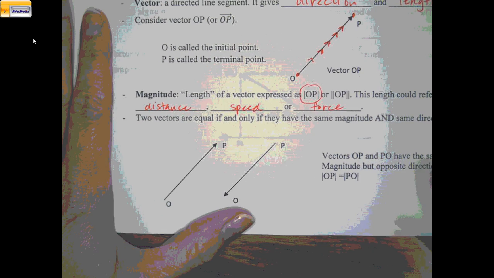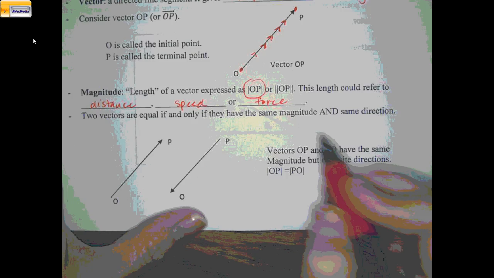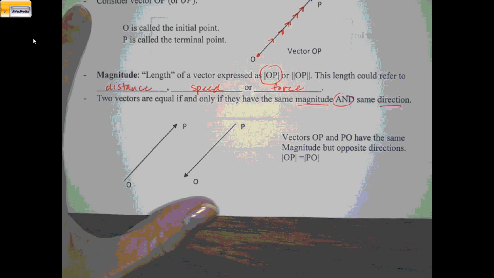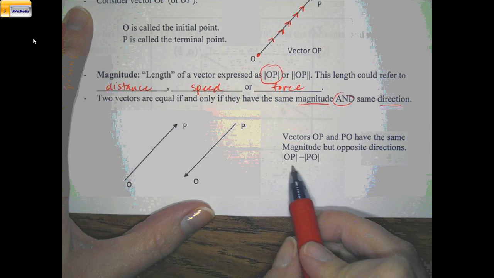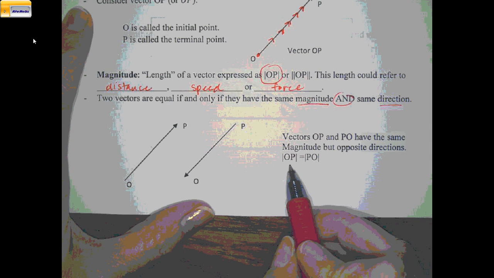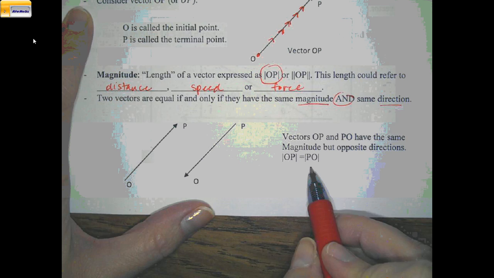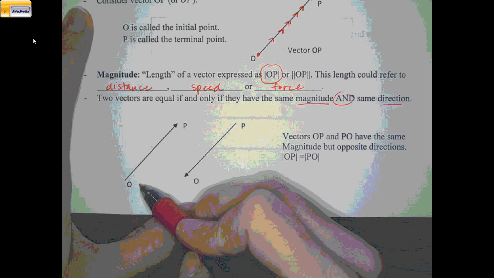Two vectors are equal if and only if they have the same magnitude and the same direction. You can look at this guy down here. As you can tell, it says magnitude of OP equals the magnitude of PO. That's true, but that's not an equal vector because one of them is going this direction and the other is going the other way.